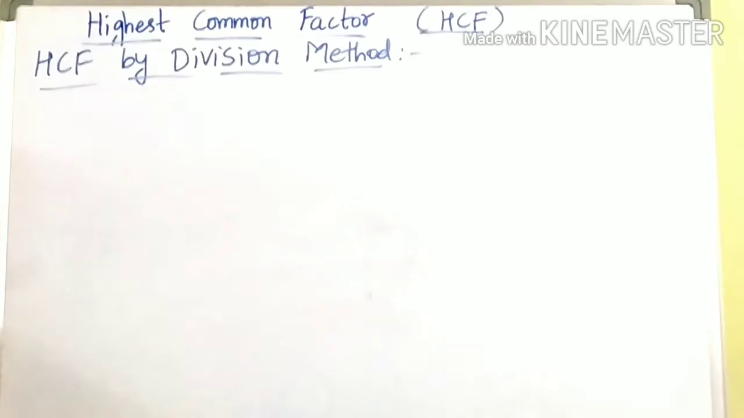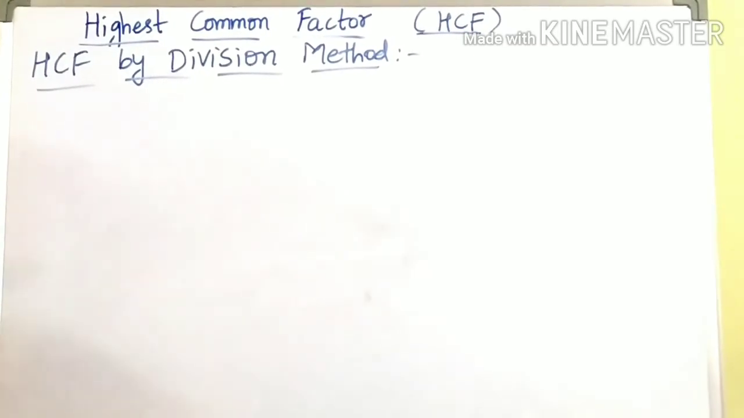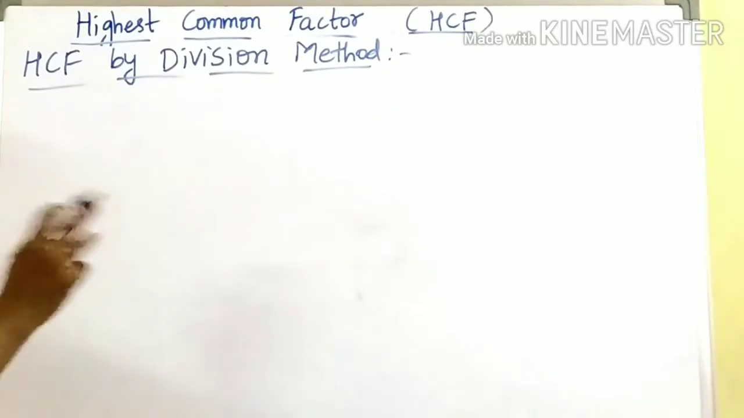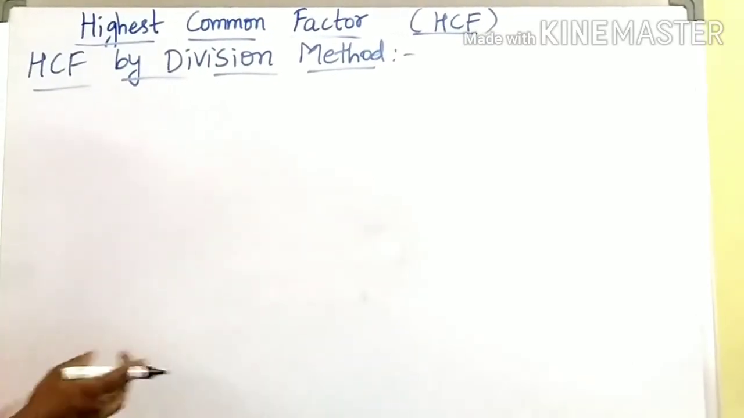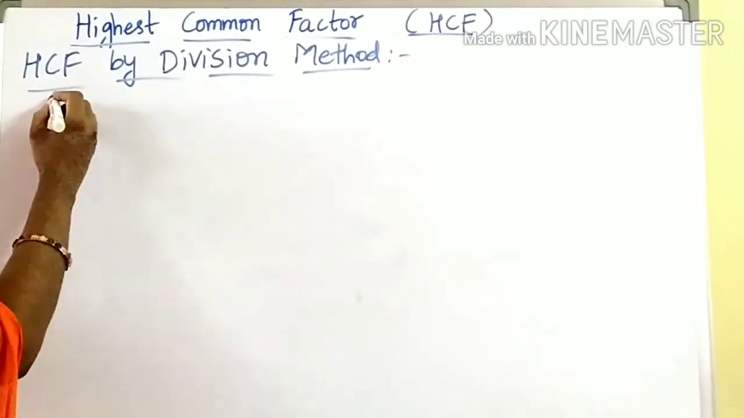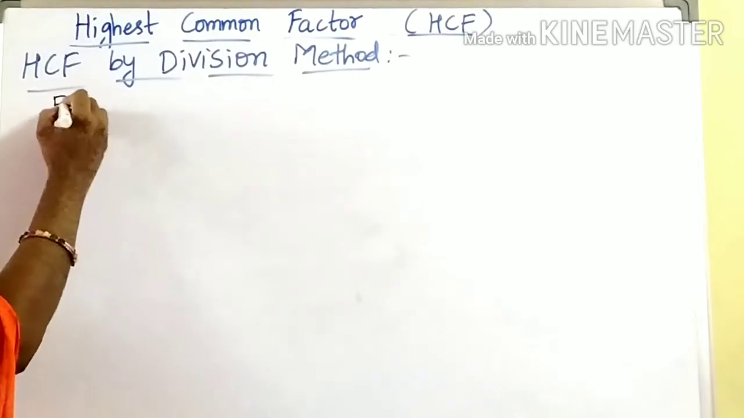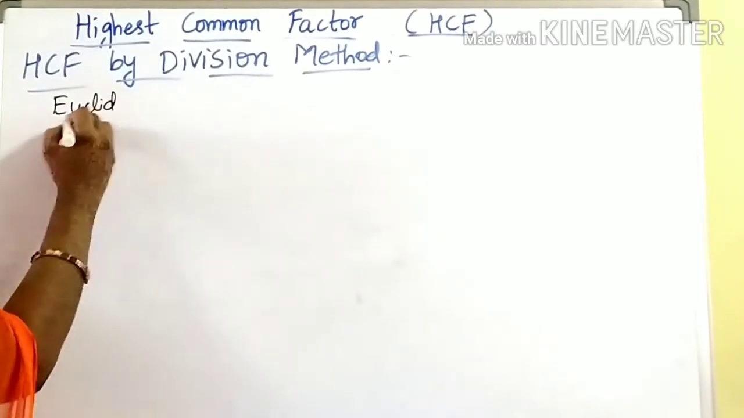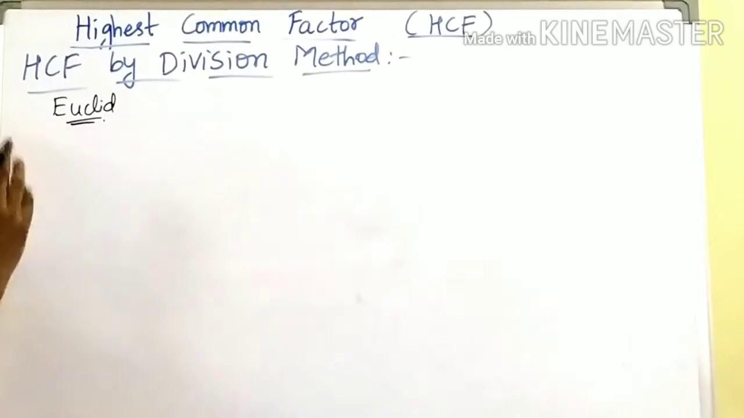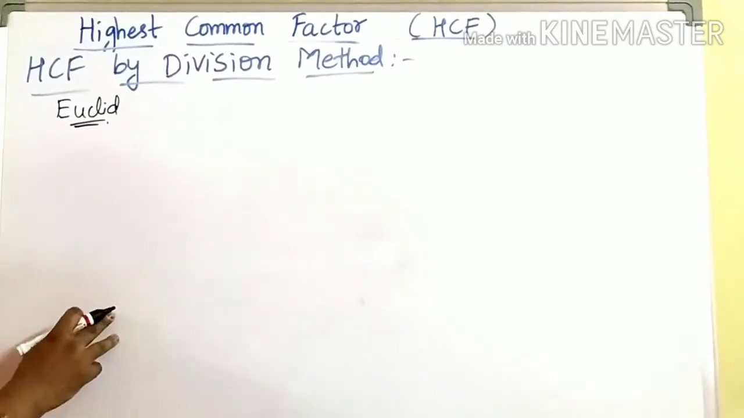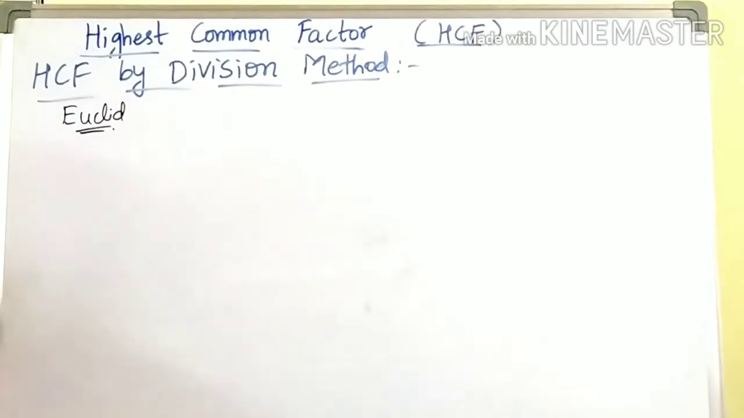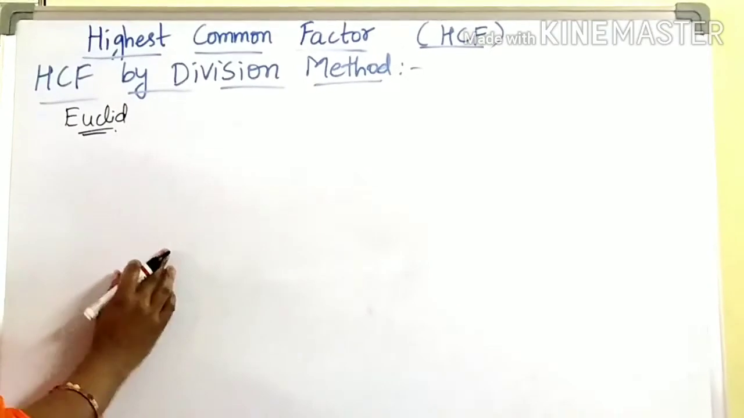Coming to next, HCF by division method, children. Division method is nothing but dividing the given numbers simultaneously to get the common factors between them. This method of division was invented by the Greek mathematician Euclid. In this method, we divide the larger number by the smaller number, then divide the previous divisor by the remainder until the remainder is 0. So the last divisor is the HCF of the numbers.